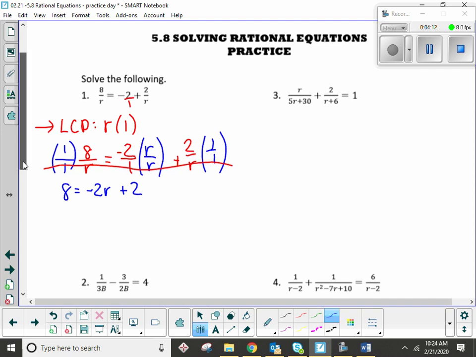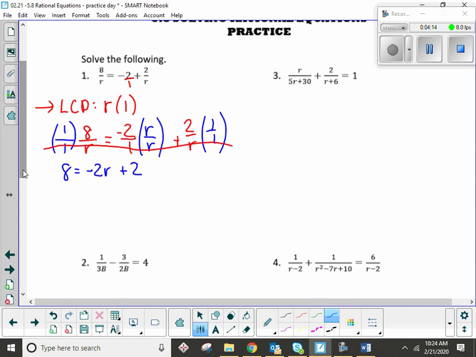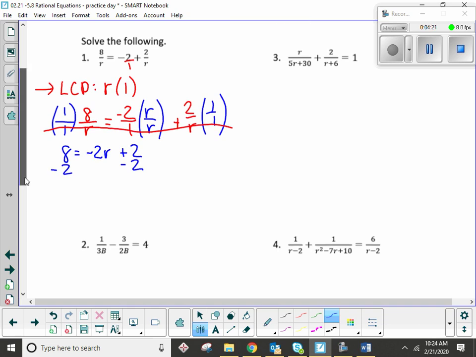What's the next step? Solve, right? The next arrow, solve, and we would do that by subtracting 2. Go ahead. So that gives me 6 equals -2R. Divide by -2. R equals -3. Maybe. Why am I saying maybe? The EVs. We have to check for excluded values. Okay, that's the very last step.